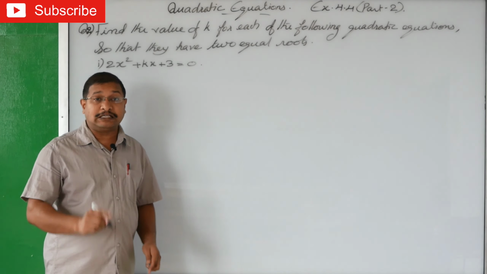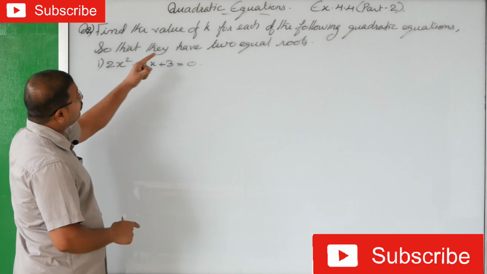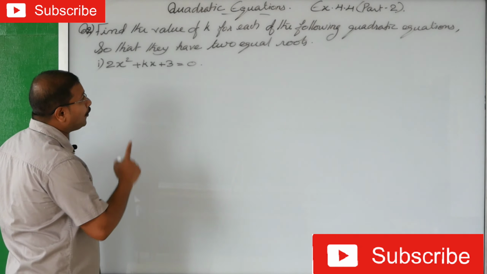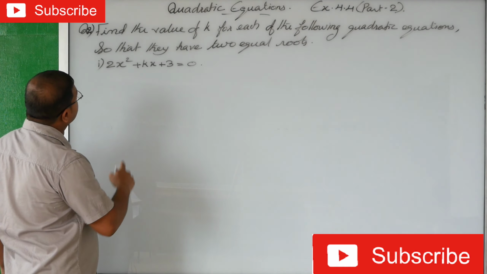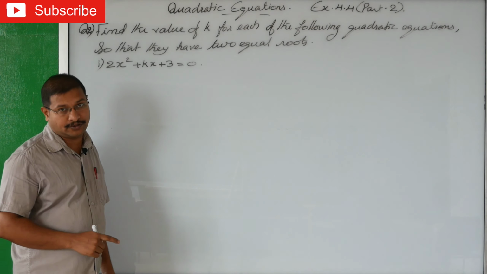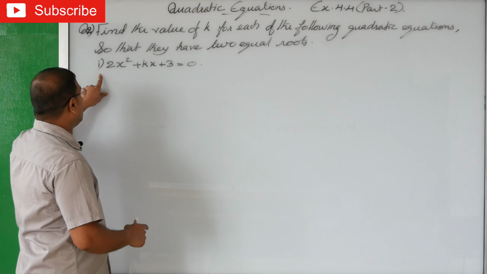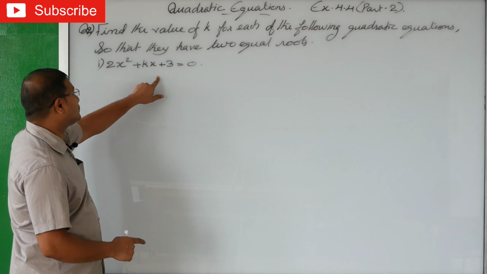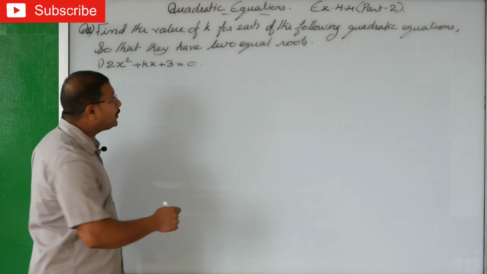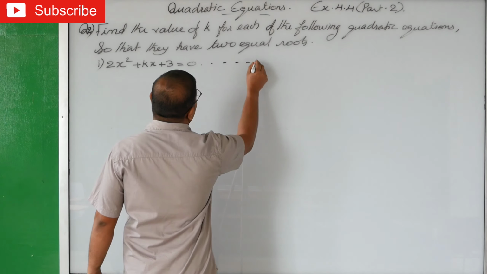First, I'll read the question once. Question 2. Find the values of k for each of the following quadratic equations so that they have two equal roots. Ready? So the question is 1. 2x square plus kx plus 3 equals 0. You can take this as equation number 1.